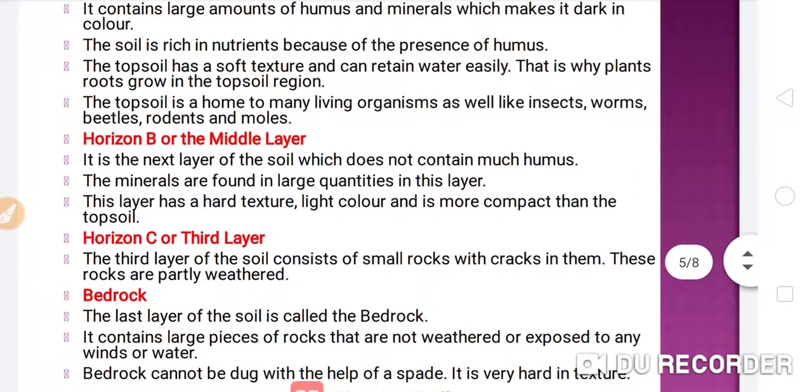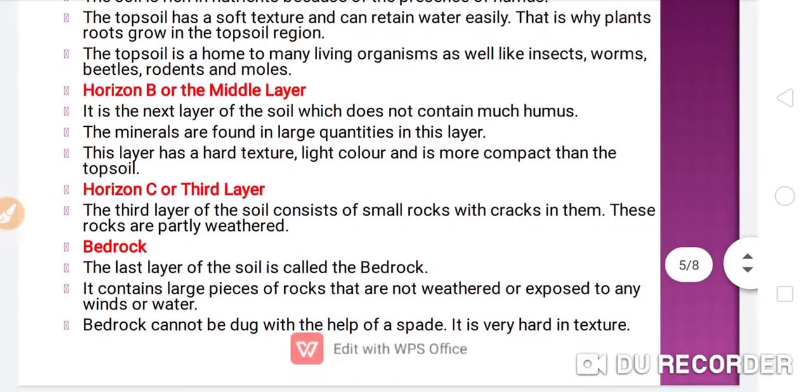Now next, horizon B, or the middle layer of the soil. It is the next layer of the soil which doesn't contain much humus. The minerals are found in large quantities in this layer, and the mineral quantity will increase as you move inside the second layer of the soil. This layer has a hard texture, light color and is more compact than the topsoil. So this is a compact part of the soil.